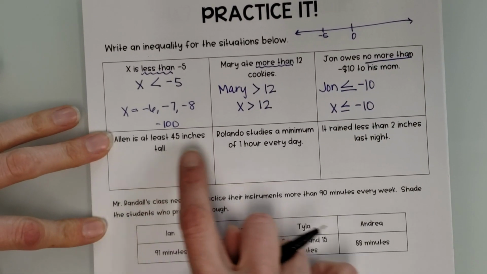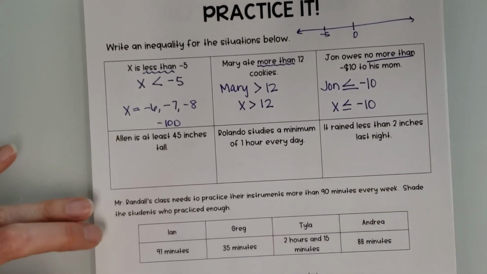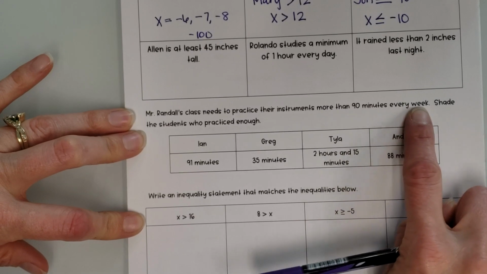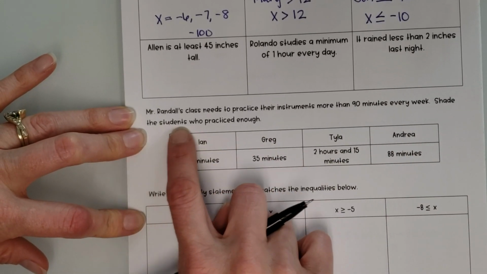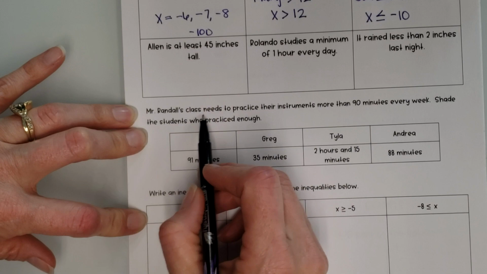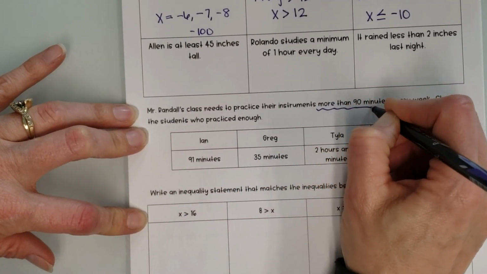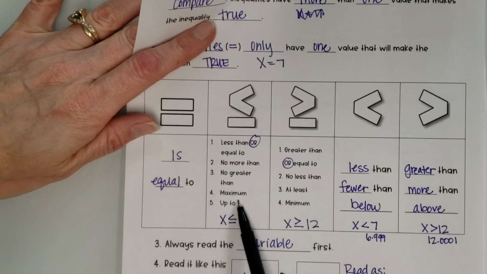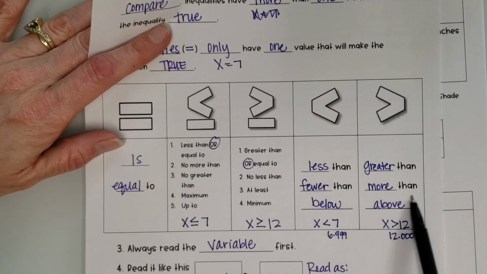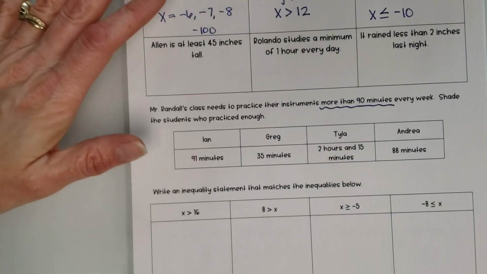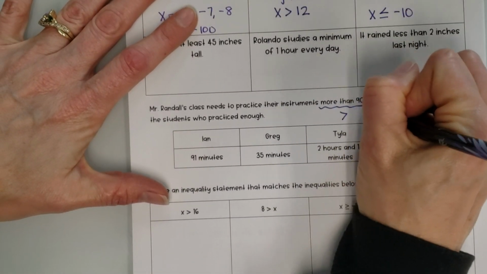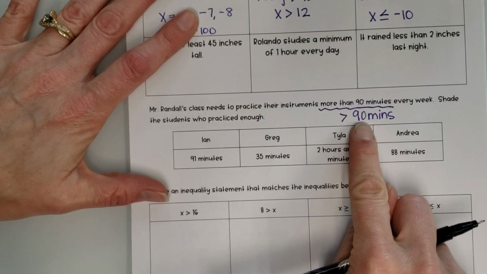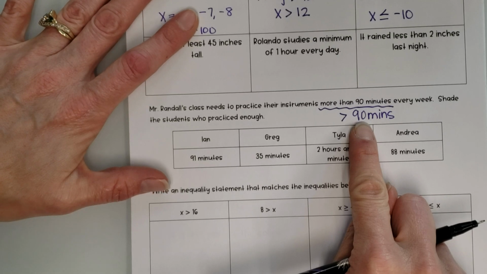All right, I'm going to let you guys do these 3 on your own. I'm going to come down here. Mr. Randall's class needs to practice their instruments more than 90 minutes every week. Shade the students who practiced enough. So they need to practice more than 90 minutes. If I look over here, more than is right here, so it means greater than. More than 90 minutes. That means if they practice 90 minutes, they didn't practice enough because they need to practice more than 90 minutes.